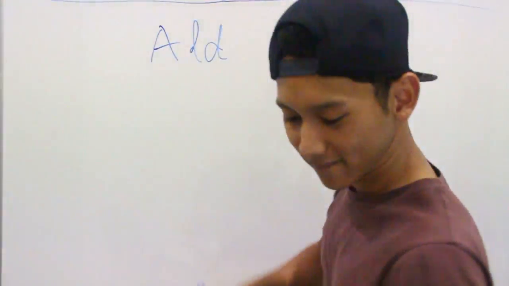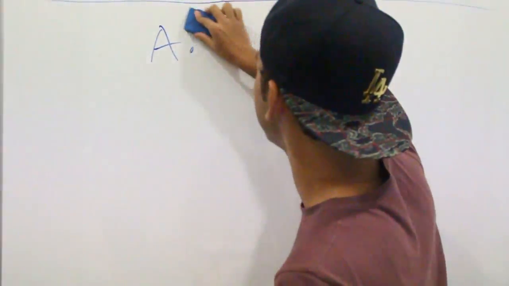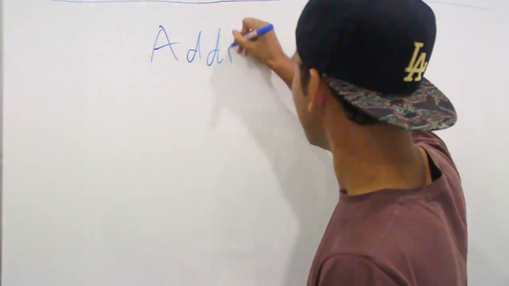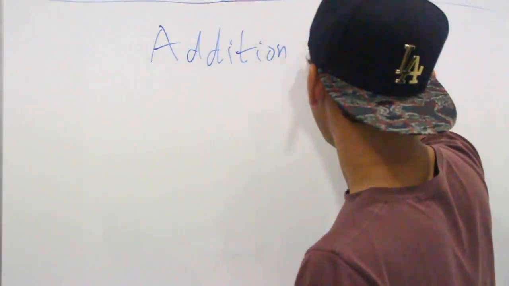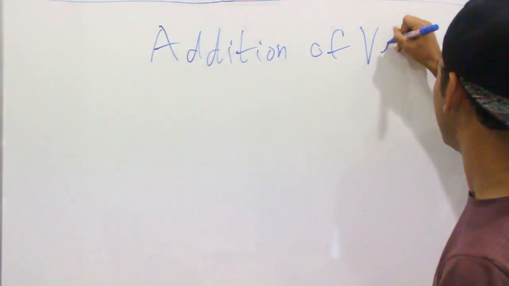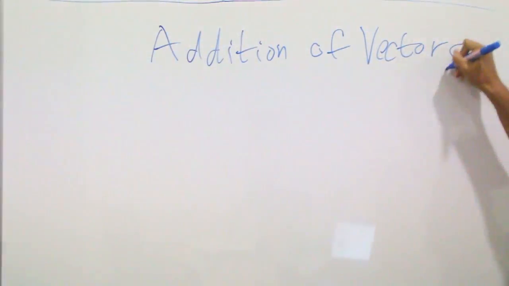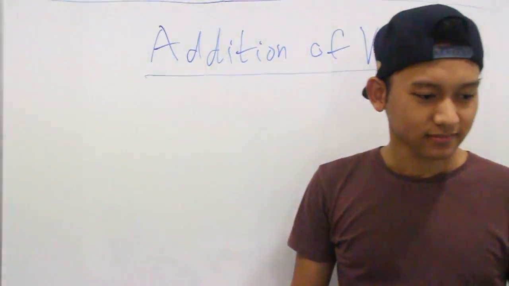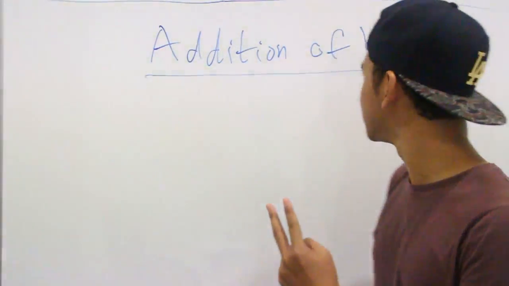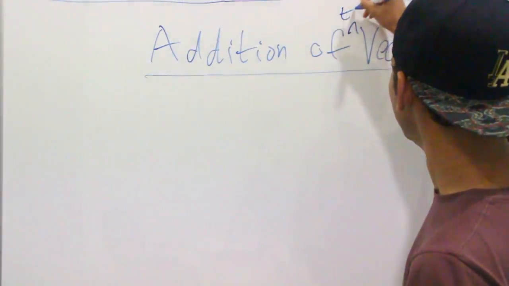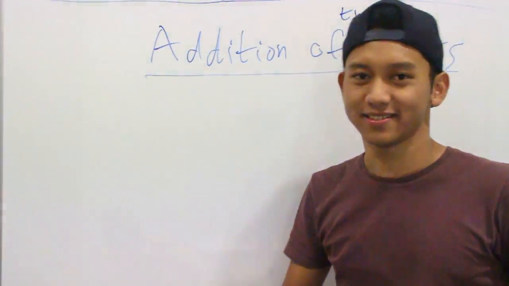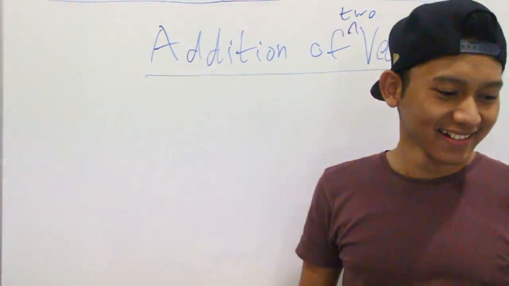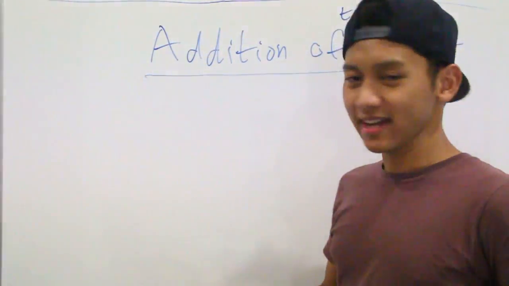So, okay, first things first, the addition. Sorry, my handwriting is quite bad. Let's start with the easiest one, the addition of vectors. Addition of vectors. 2 vectors, in fact. How can you add 1 vector? Of course, 2 vectors.